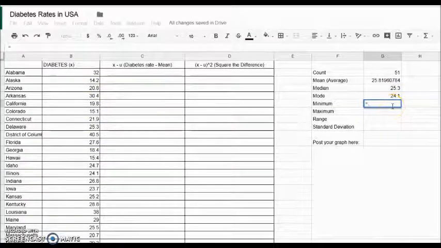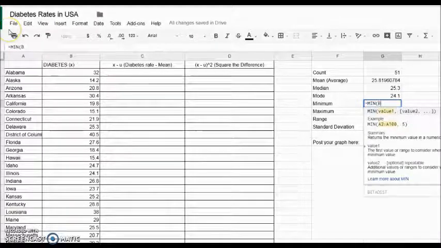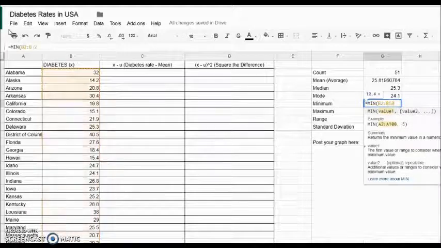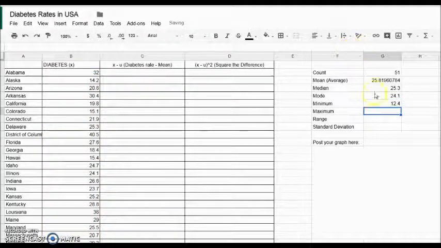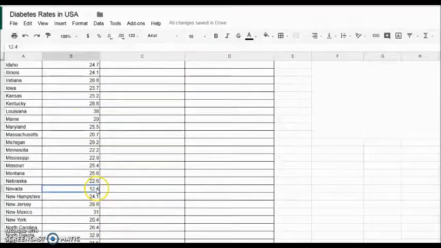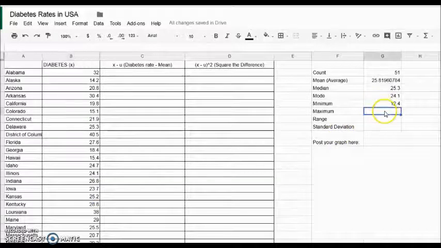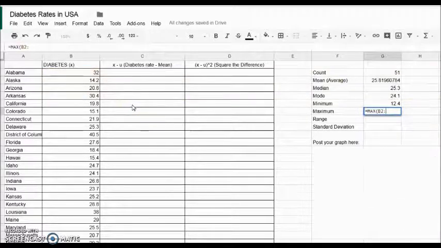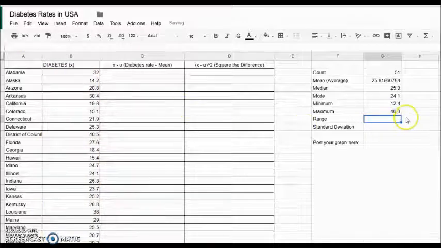Minimum is basically saying what is my smallest number. You just type out min, select all your values, parentheses. The smallest number is 12.4. If you check, there's no number smaller than 12.4, which is Nevada. Next, maximum is the opposite of minimum, which is the biggest number. So you do max B2 to B52, parentheses. Now your biggest number is 46.3.